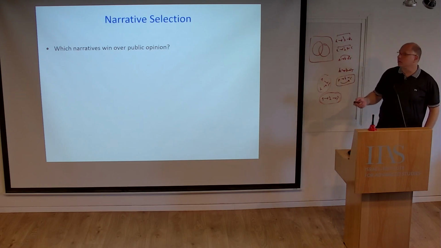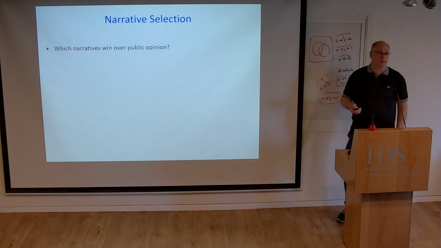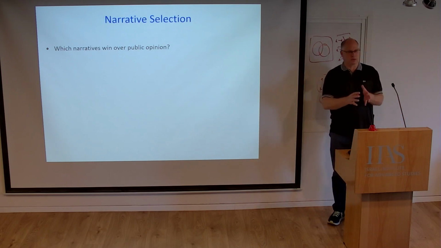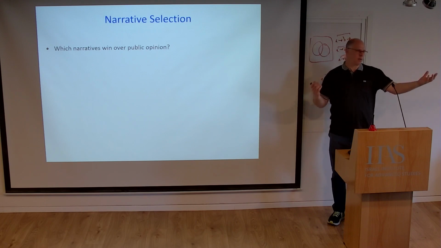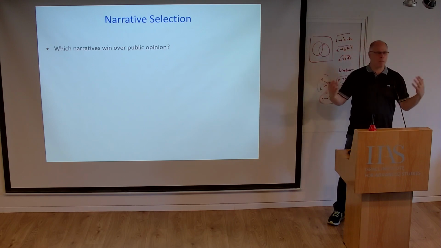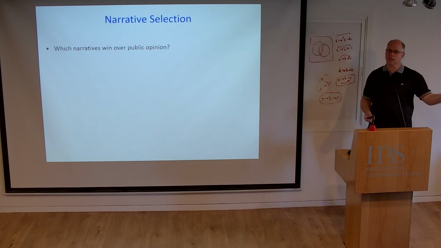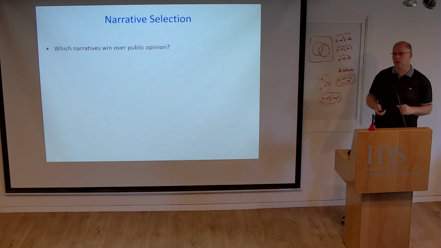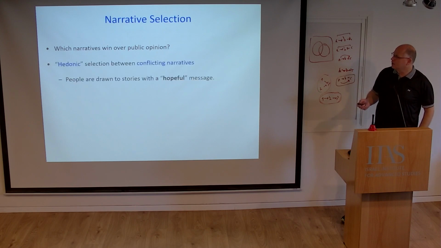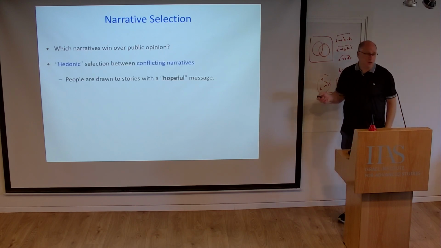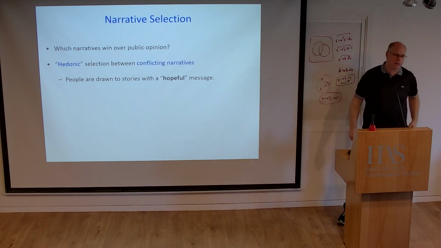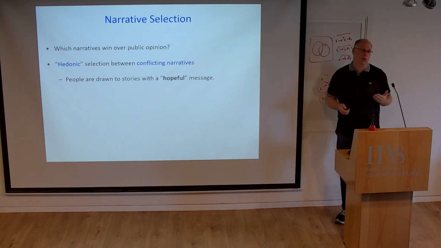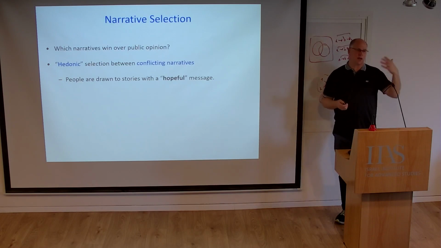What is an effective narrative? That is, what is a narrative that appeals to people? Well, you could think of the voters, the public, as being intuitive scientists. People propose different models, so they compare these models in terms of their performance against data, running misspecification tests, real rational stuff. Instead, I'm going to assume something very irrational, which is that the public's criterion for selecting between narratives is hedonic. It's based on anticipatory utility. The idea would be that people are drawn to stories with happy endings.